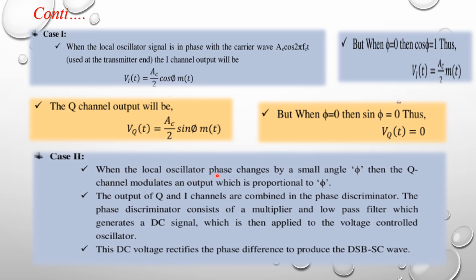When the local oscillator phase changes by a small angle psi, the Q channel produces an output proportional to psi. The outputs of the Q and I channels are combined in the phase discriminator. The phase discriminator consists of a multiplier and a low pass filter, which generates a DC signal that is then applied to the voltage control oscillator, VCO. This DC voltage rectifies the phase difference to produce the DSBSC wave.